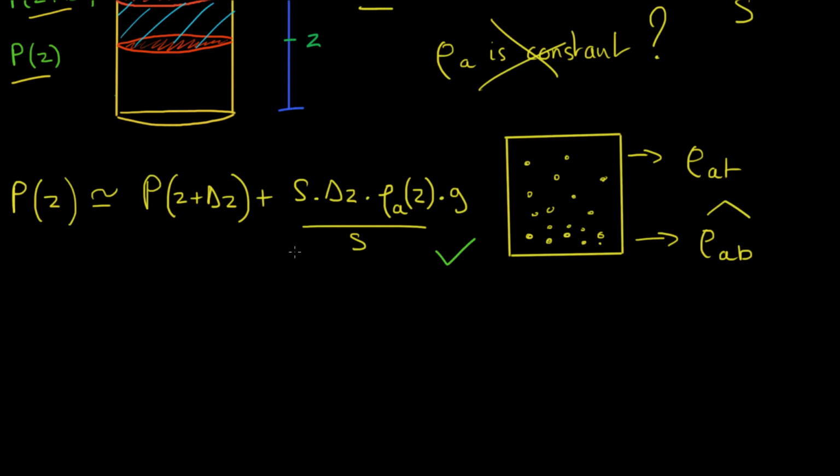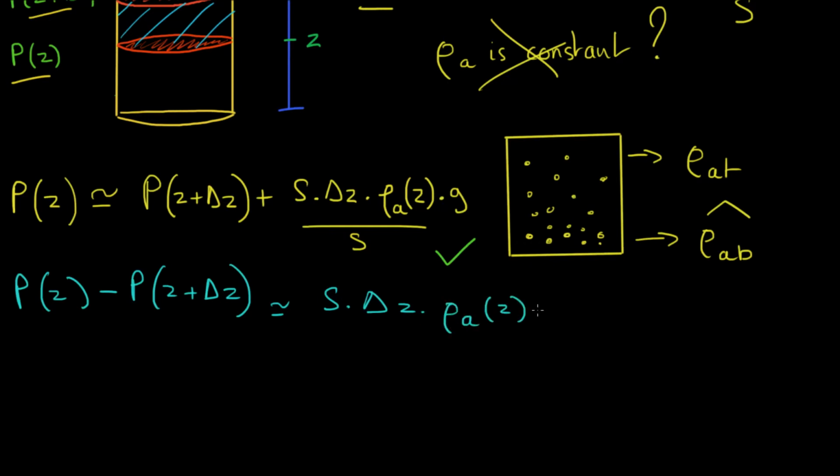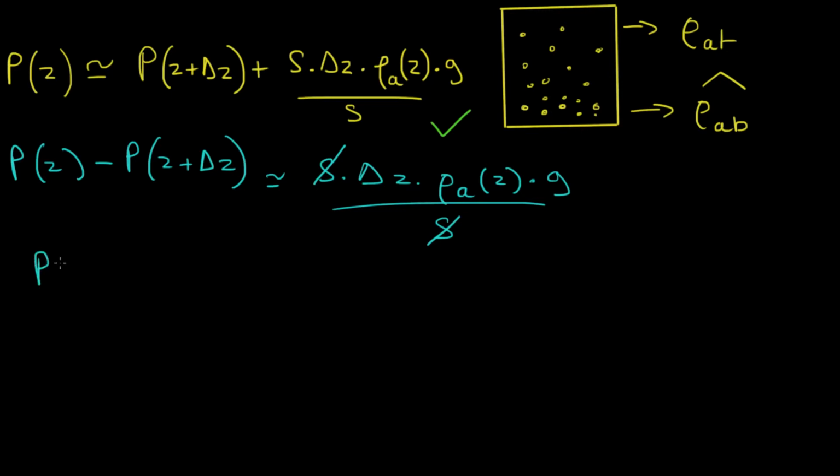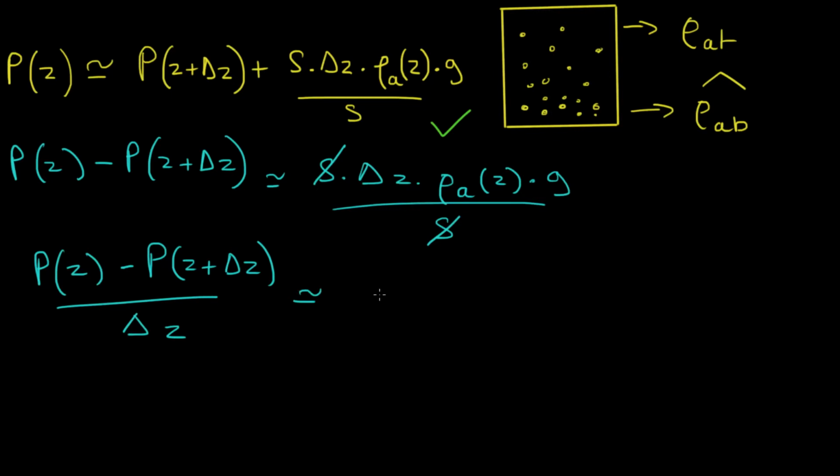Now, maybe we can simplify this relationship. We can say that the pressure at Z minus the pressure at Z plus delta Z will be approximately equal to the surface S times delta Z times the air density at Z times G, divided by S. So we can get rid of the surface. We can divide both sides by delta Z so that we will get that the pressure at Z minus the pressure at Z plus delta Z, divided by delta Z, will be approximately equal to the air density at Z times G.